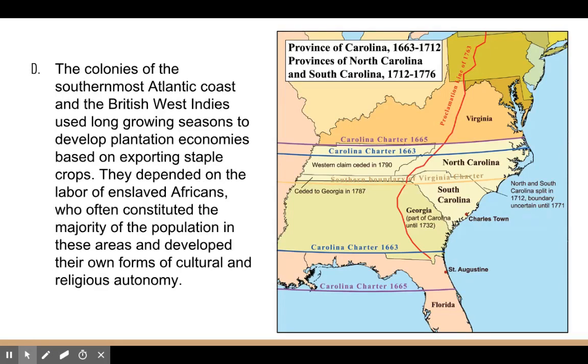The colonies of the southernmost part of the Atlantic coast and the British West Indies used long growing seasons to develop plantation economies that were based on growing staple crops or cash crops. These colonies depended on the labor of enslaved Africans, who oftentimes made up the majority of the population in these areas, and these groups of people actually developed their own cultural and religious autonomy.